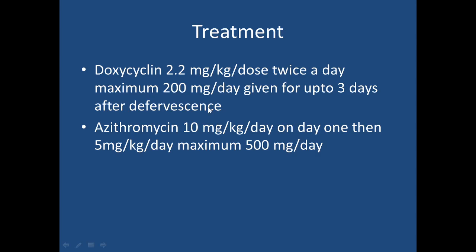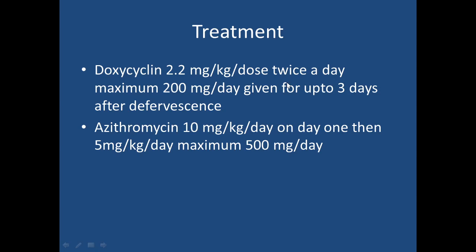Now how do we treat? There are antibiotics which are very effective for the treatment of scrub typhus. Most important is doxycycline. We usually use it in children more than 8 years of age, but in case of rickettsia, if no other option is there, it can also be used in children less than 8 years of age. So the dose is 2.2 milligram per kg per dose. It has to be given twice a day, but the maximum dose is 200 mg per day.